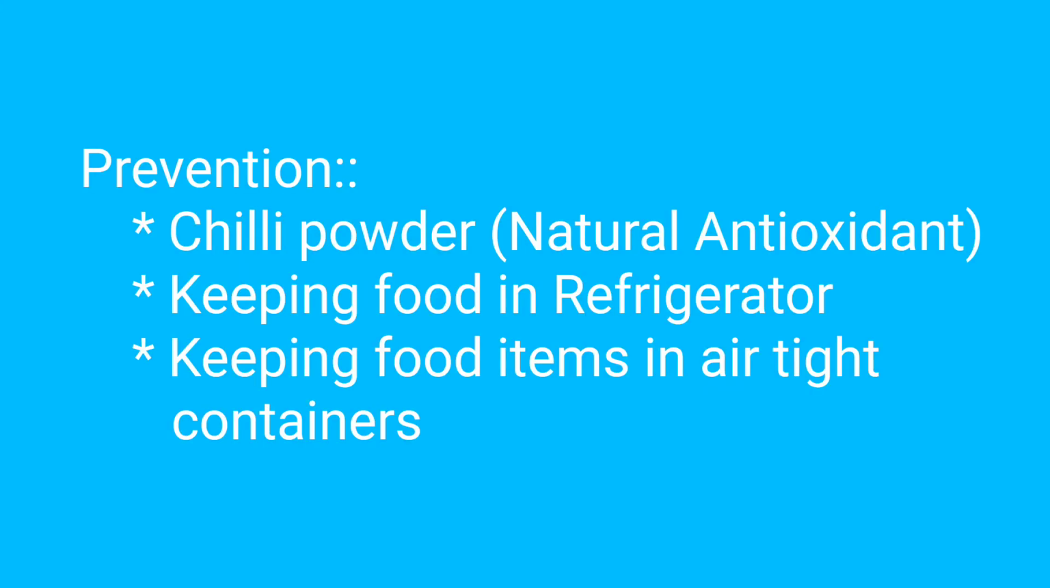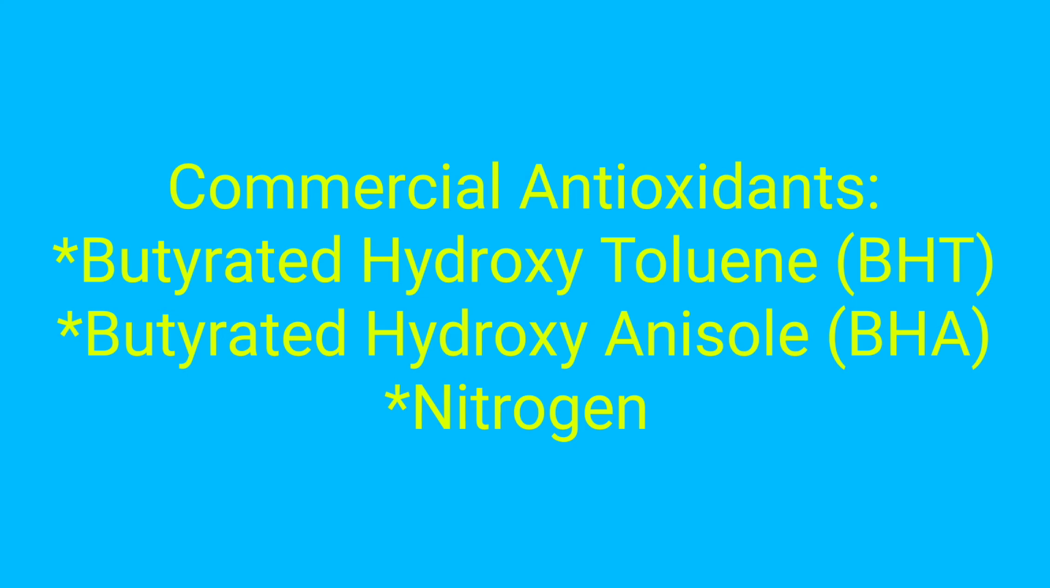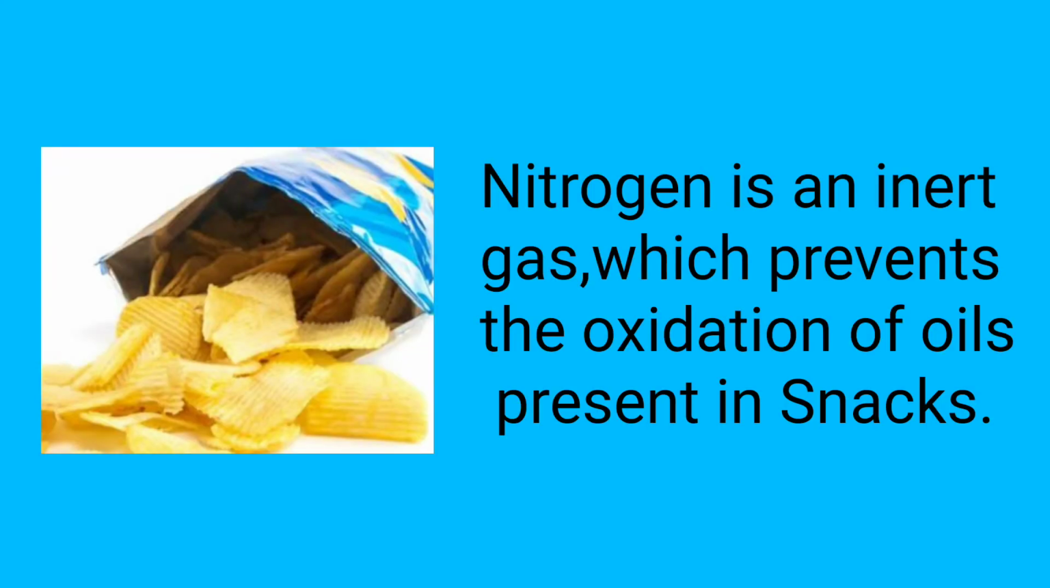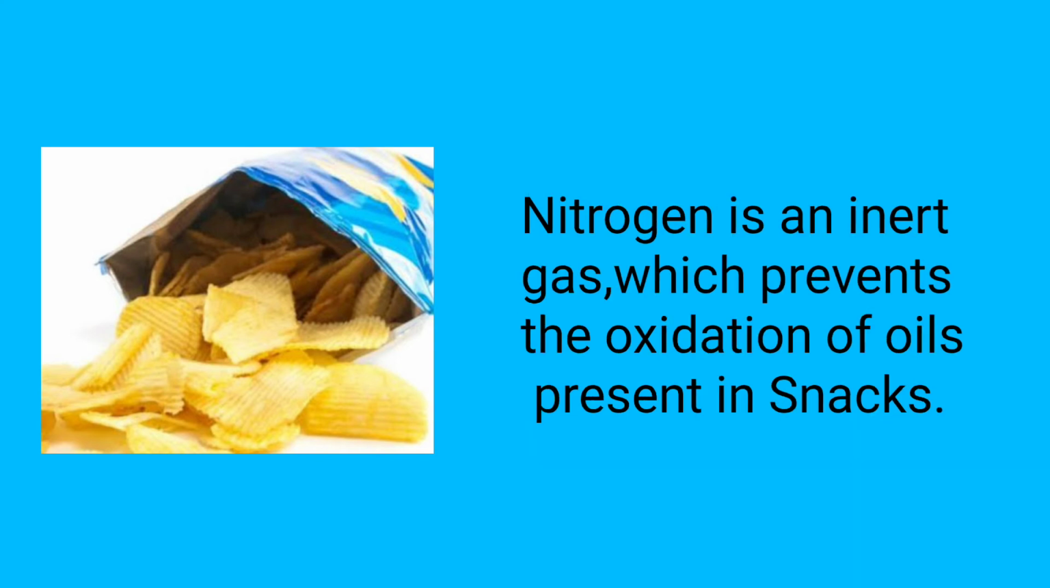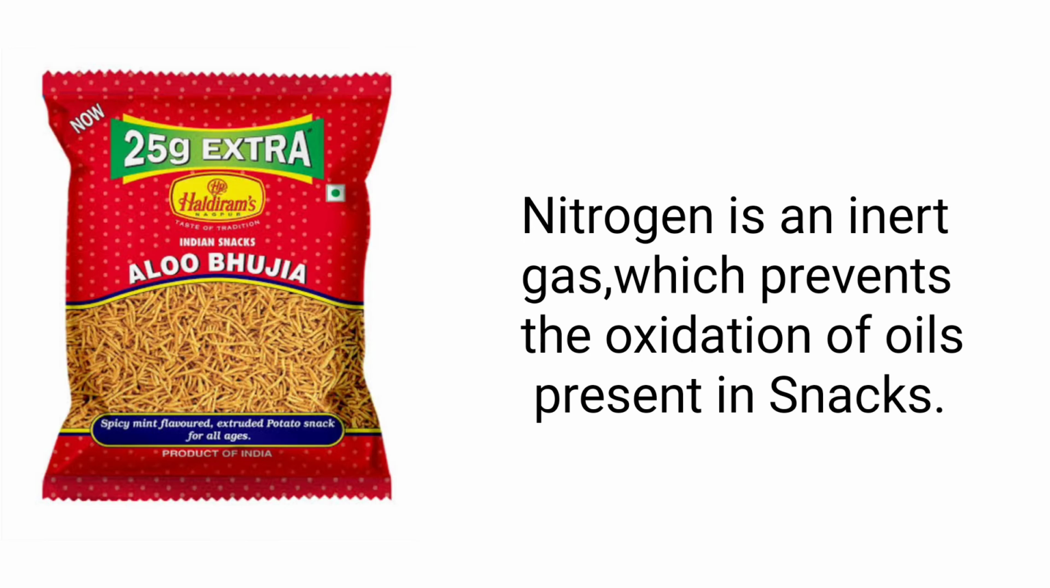In our home also we use chili powder, which acts as a natural antioxidant. Nowadays in the market, butyrated hydroxytoluene or butyrated hydroxyanisole, these types of antioxidants are used in food items. Nowadays, snack manufacturers pack snacks in an aluminum bag. The air that is inside the packet is flushed out and then dry nitrogen is filled in, and this prevents oxygen from coming in contact with the packed snacks and they do not get oxidized. So this is another way by which rancidity can be prevented.